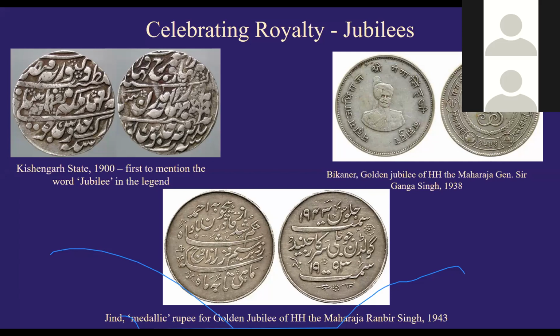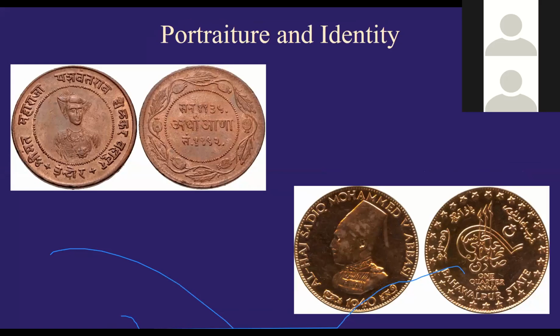The coin on top right is a golden jubilee issue of Ganga Singh Ji of Bikaner, and similarly the coin at the bottom is a golden jubilee issue of Maharaja Ranbir Singh of Jind in the Punjab. So these were all ceremonial issues struck specifically for these occasions.